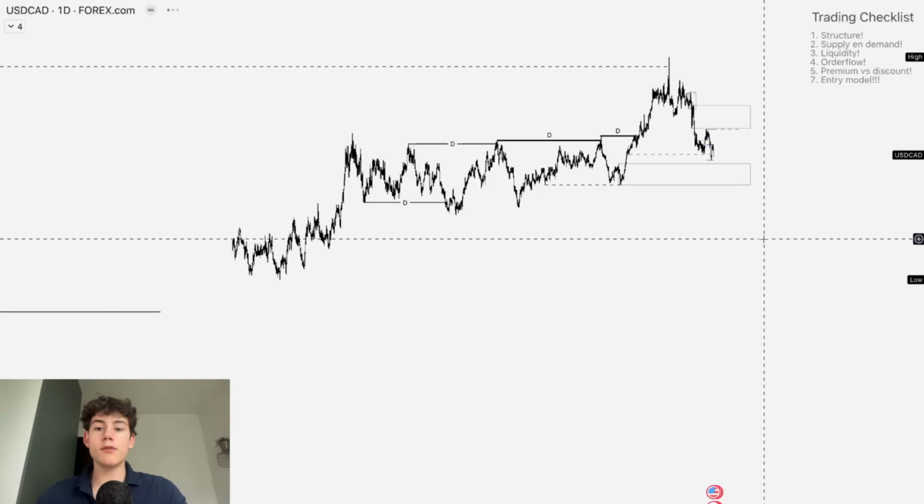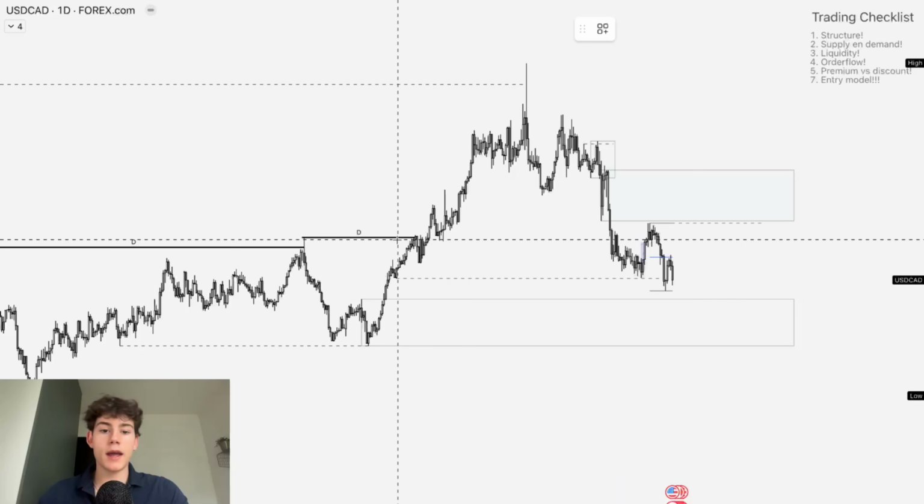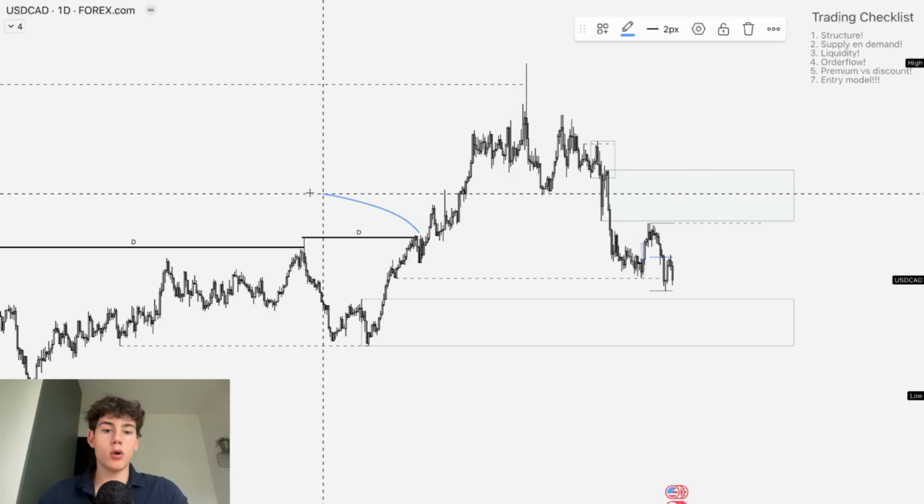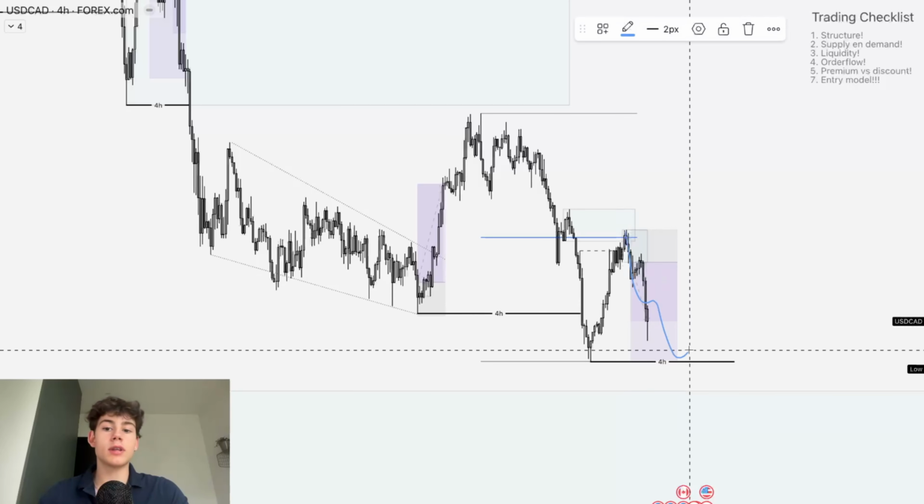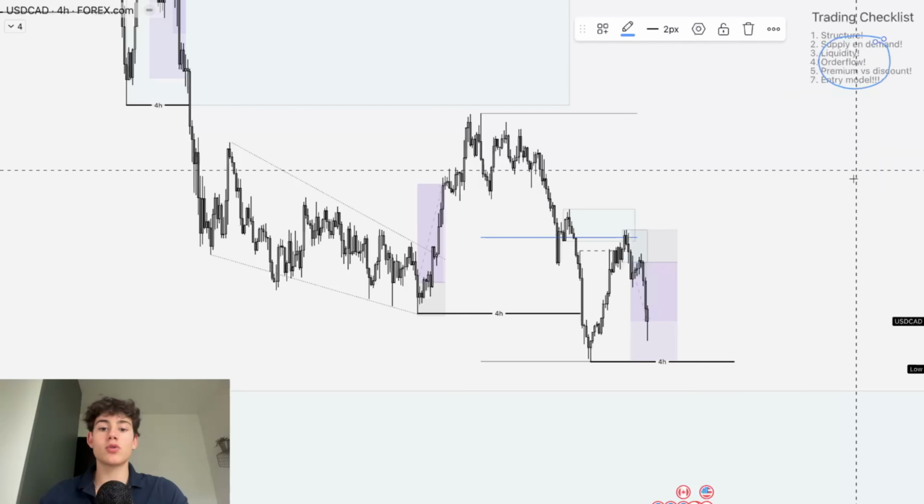Going over to the daily over here, what do I see? Well, on the daily time frame I am also bullish, so I'm also looking for longs. Looking at the 4-hour time frame, what is my structure? My structure is going to be bearish. So on the 4-hour I could take short setups. Now I'm going to take a look at the other confluences to see if I'm going to look for longs or shorts based on the higher time frame structure or the lower time frame structure.